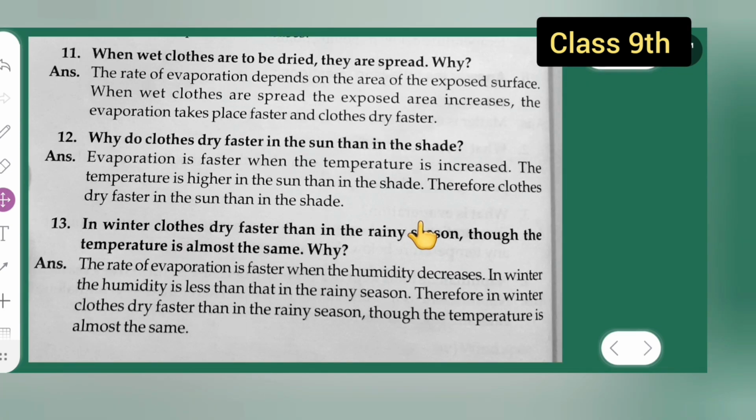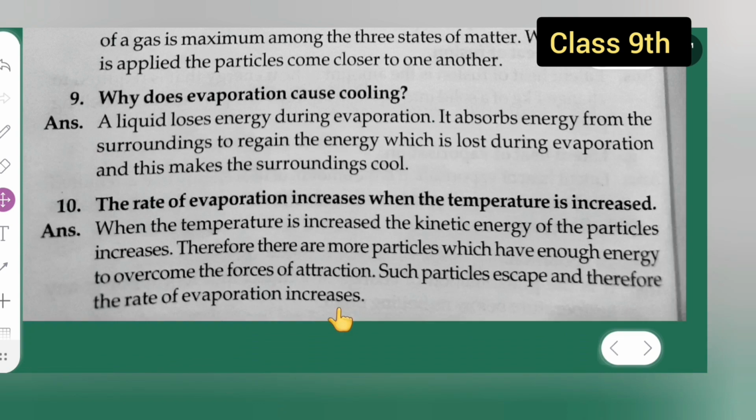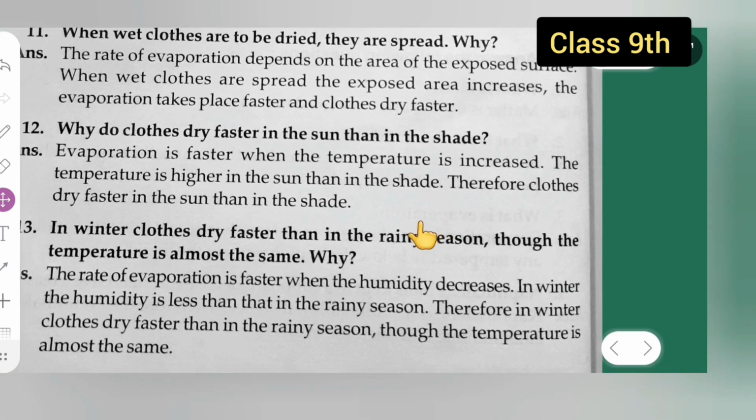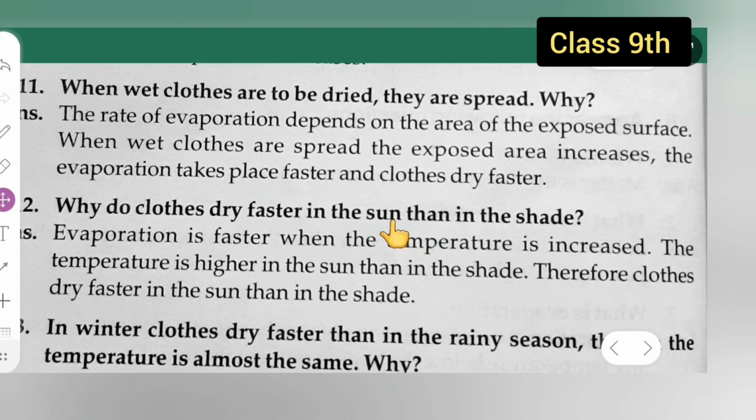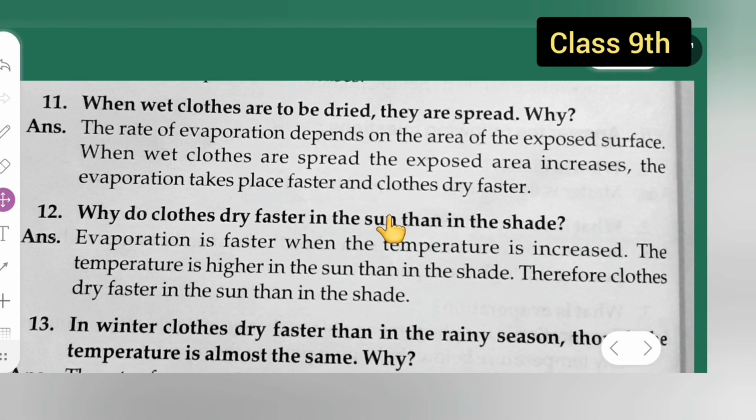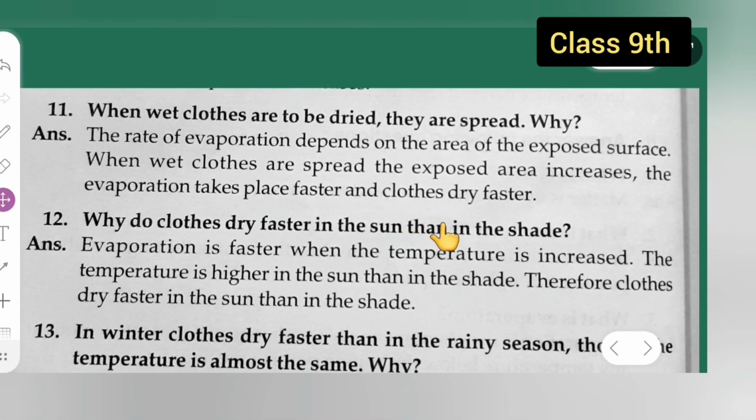Okay. Moving towards the next question. That is question number 11. When wet clothes are to be dried, they are spread. Why? The rate of evaporation depends on the area of the exposed surface. When wet clothes are spread, the exposed area increases, evaporation takes place faster and clothes dry faster.